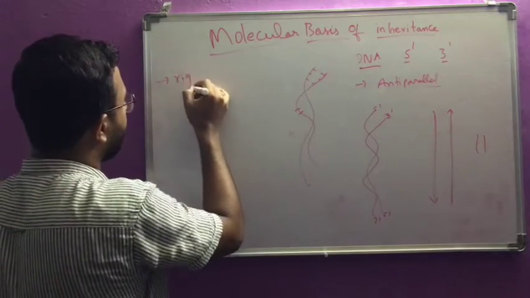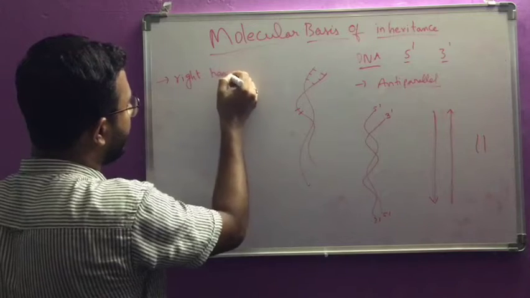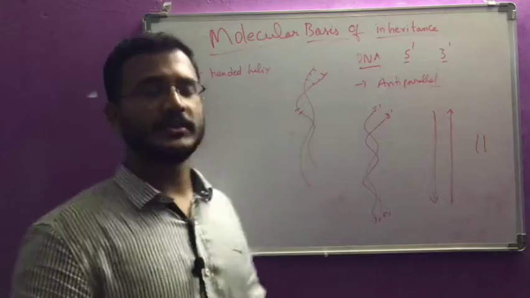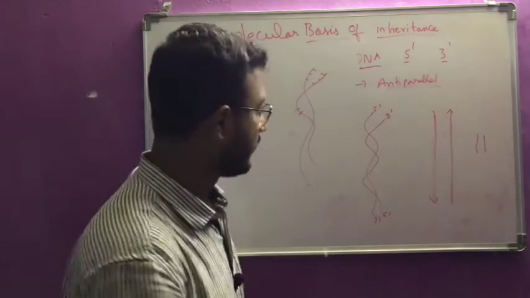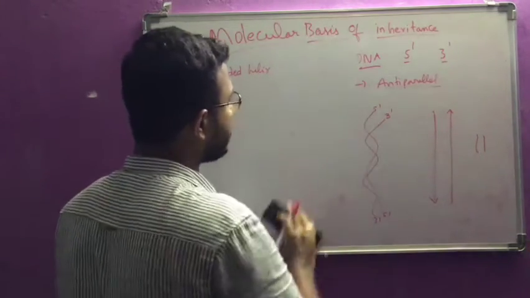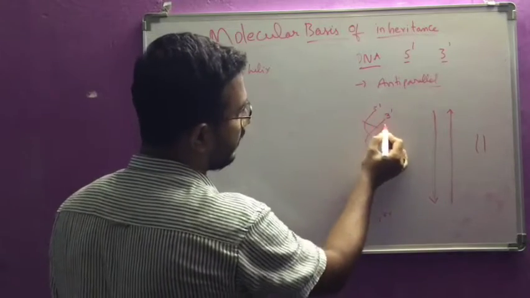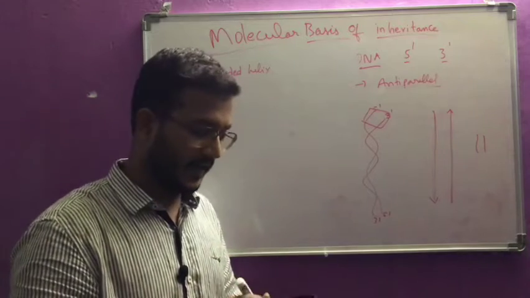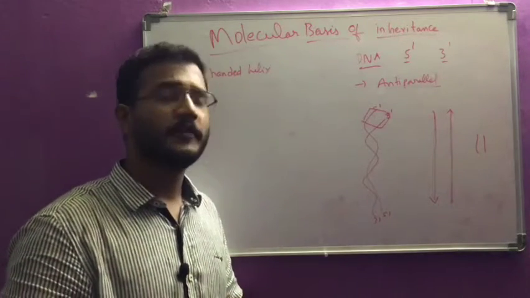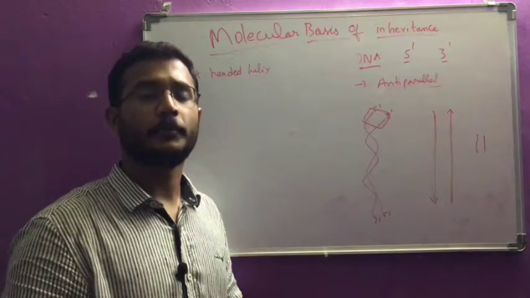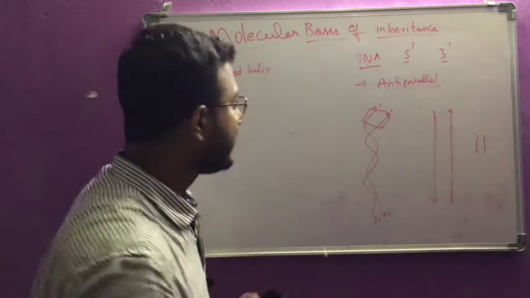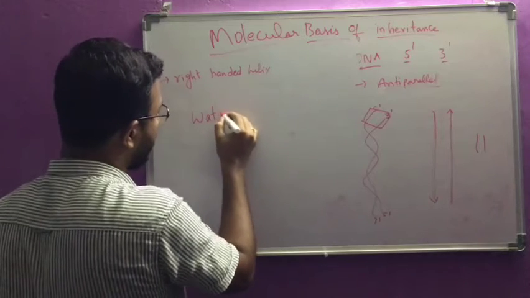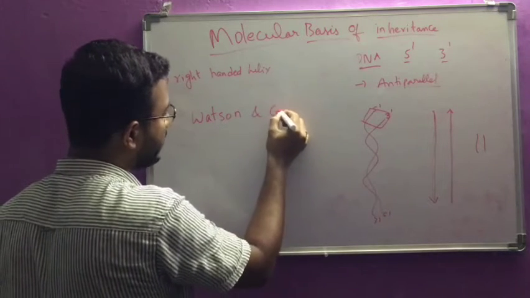Next property, right-handed helix. The helix is turned towards the right hand. See here, this is turned in a right-handed manner. So these are some common features or properties of the DNA, and these features were described by two scientists, Watson and Crick.